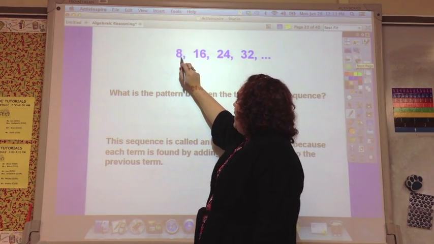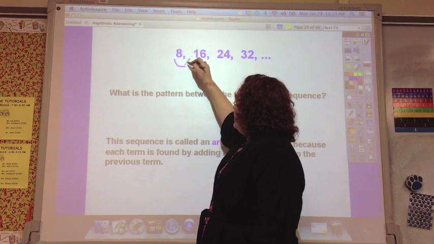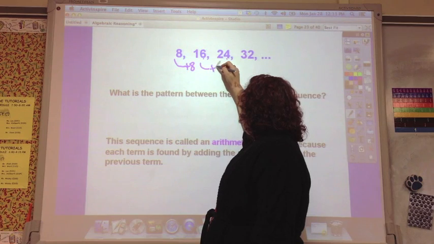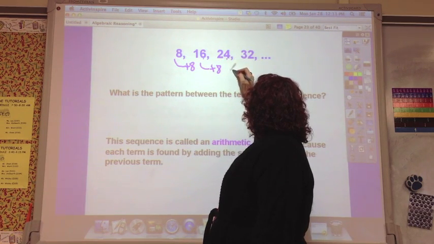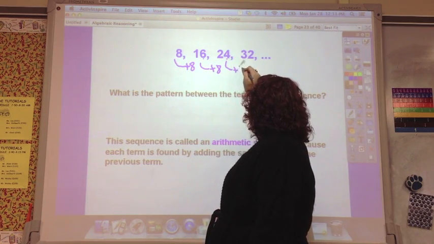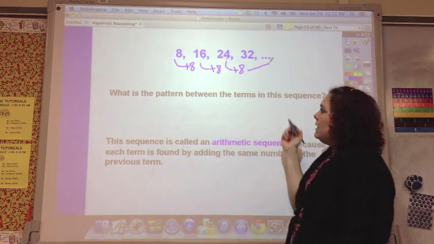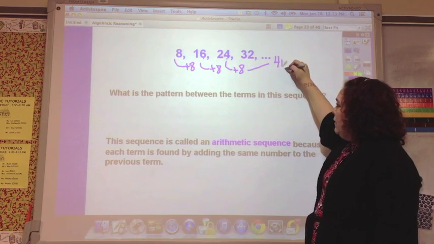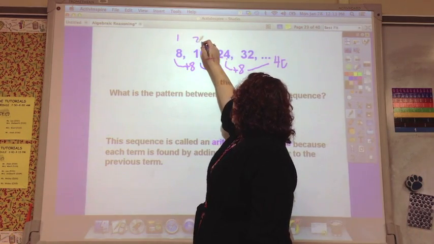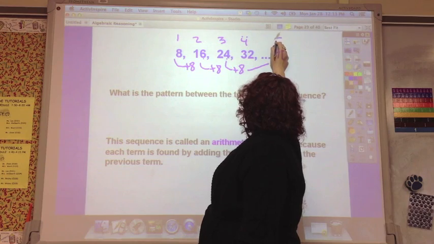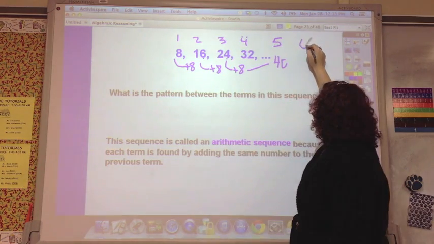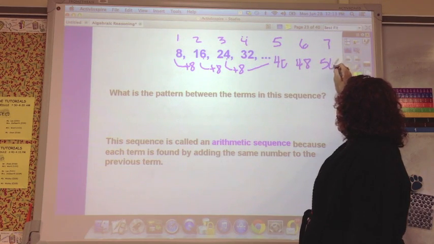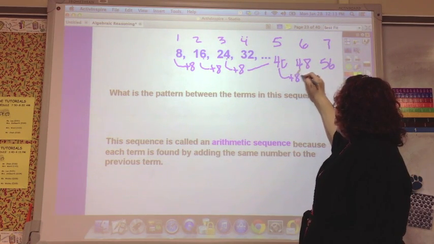If you look at between 8 and 16, it's plus 8. Between 16 and 24, it's plus 8. Between 24 and 32, it's plus 8. And so you can predict what the next term would be. It'd be 40. So this is term 1, term 2, term 3, term 4, term 5. And if we went to 6, it would be 48. And if we went to 7, it would be 56. And each one of these going up by 8.